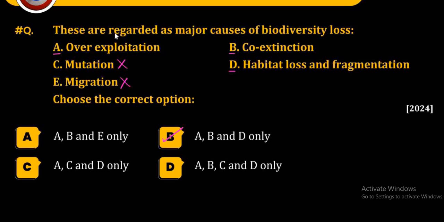Next question. These are regarded as a major cause of biodiversity loss: overexploitation, coexistence, mutualism, habitat loss and fragmentation, migration. Major causes of biodiversity loss: overexploitation, co-extinction, and habitat loss and fragmentation. Option B is correct.